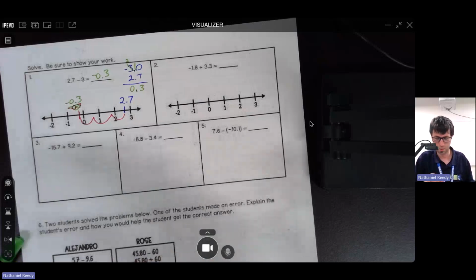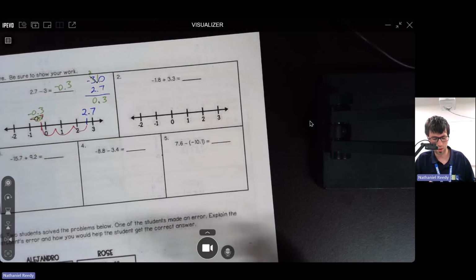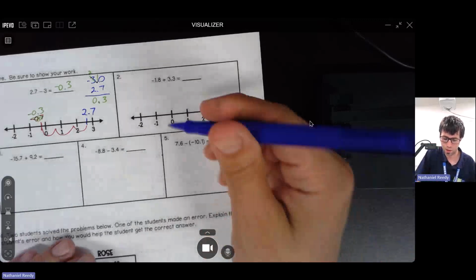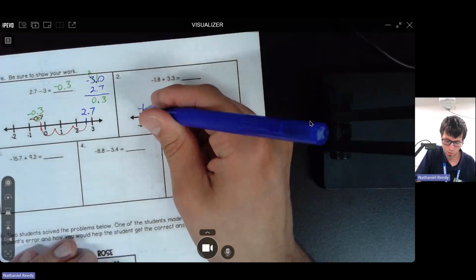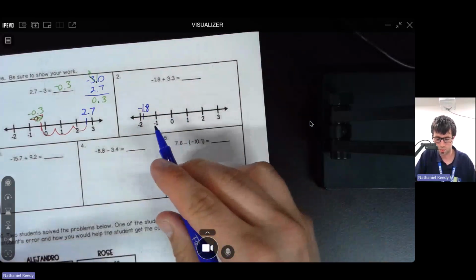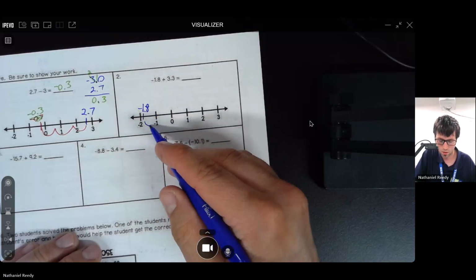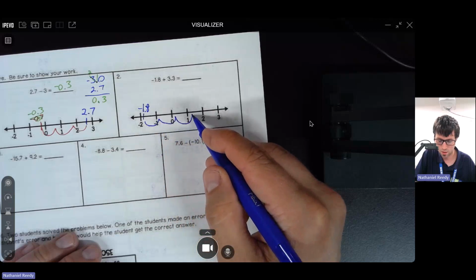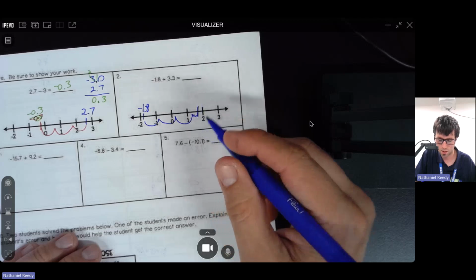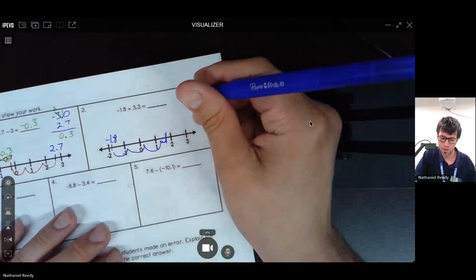Okay, let's see if I can maybe get this one right. Negative 1.8 plus 3.3. Okay, so negative 1.8. And now here's negative 1. That's almost true. So negative 1.8 is somewhere around there. Plus 3.3, so I go 3.3 to the right. So here's 1 to the right, 2 to the right, 3 to the right. Then jump 3 places. Yeah, I'm not really a fan of this number line method. So I think I'm just going to stick with this method.